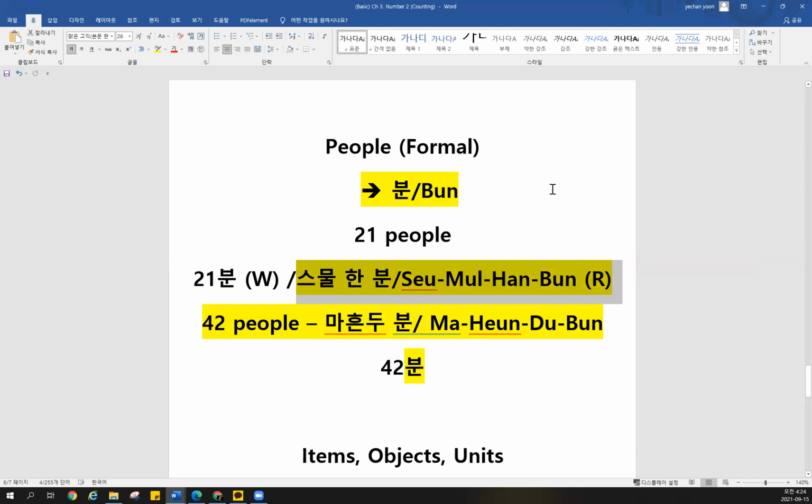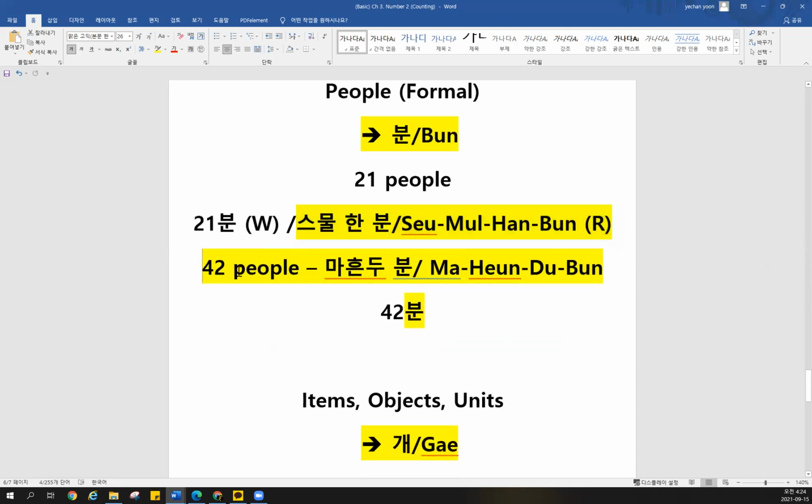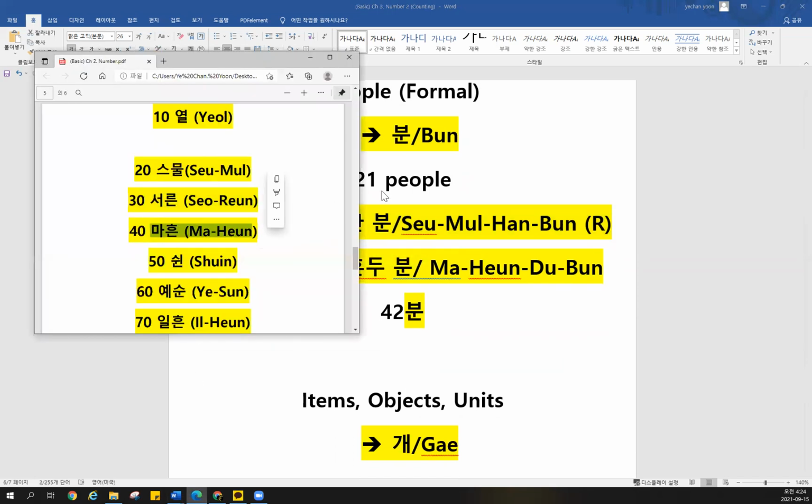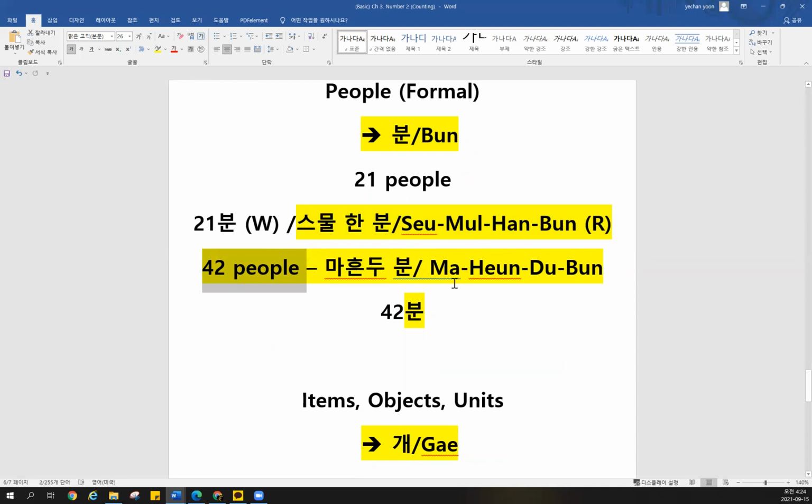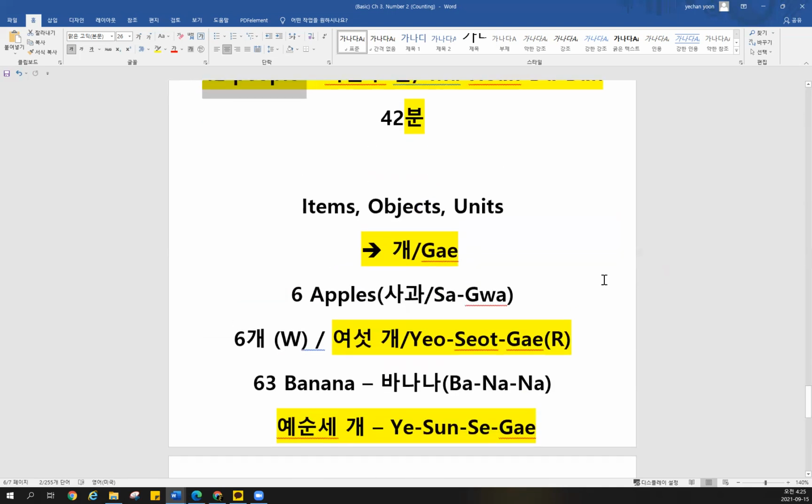21분. Next one, 42 people. 40 was 40. And 42분. 42분. Changing form. Okay. And lastly, this one, items and objects and unit. This is not all things, but generally.